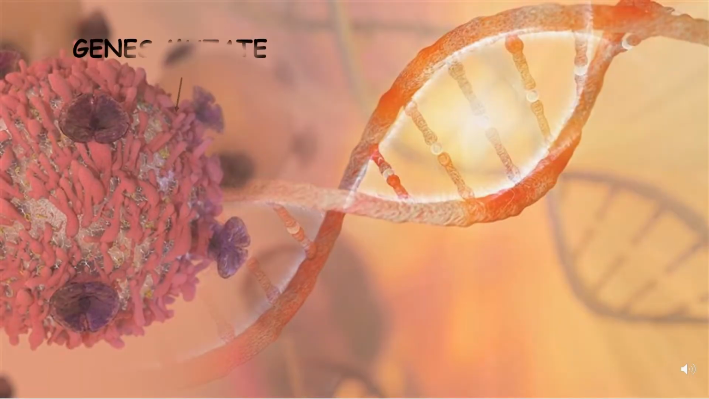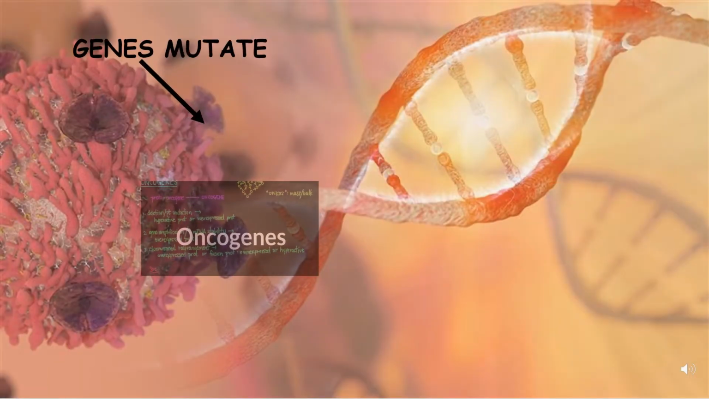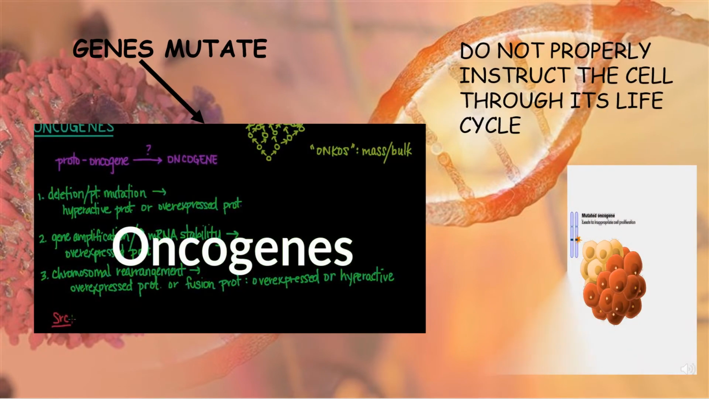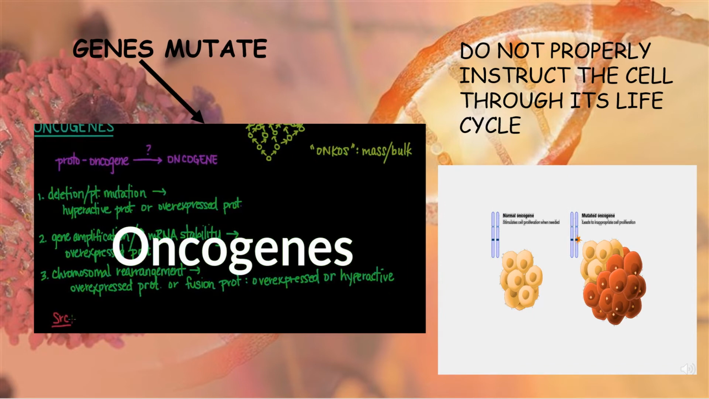But when these genes mutate, they become oncogenes. Oncogenes can contribute to cancer because they do not properly instruct the cell through its life cycle, like errors in a guidebook. The DNA mutations known as oncogenes instruct the cells to do the wrong thing.